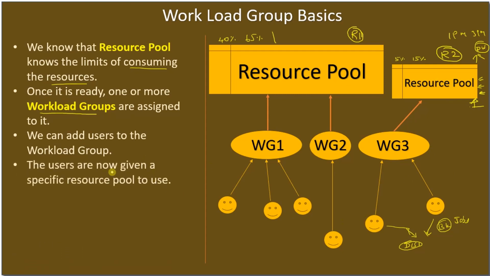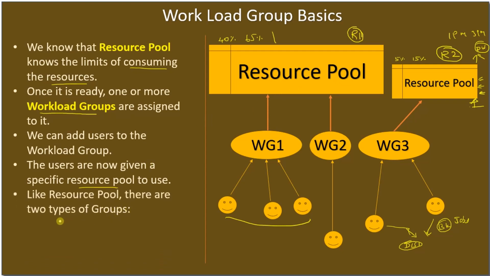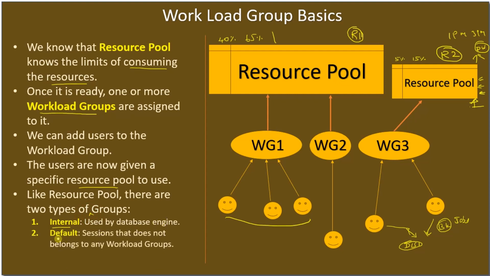The users are now given a specific resource pool to use, and if you see, these are all the users using group 1 and thereby assigned with resource pool 1. Like resource pool, there are two types of groups, system groups. One is internal, used by the database engine, and another one is default. Sessions that do not belong to any workload group will make use of this default group.